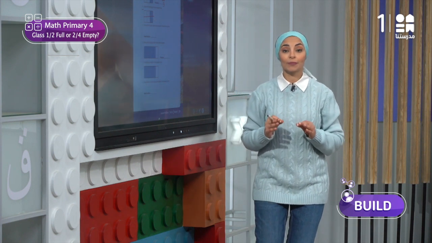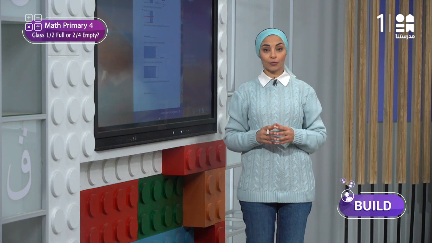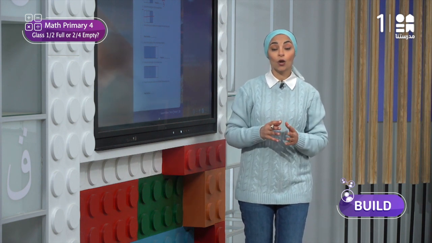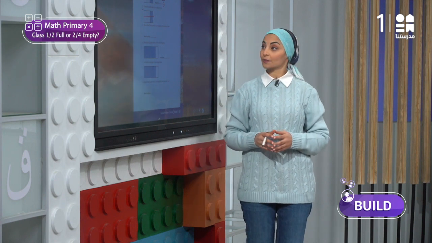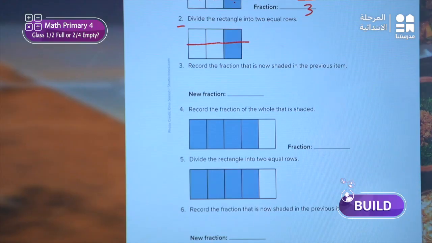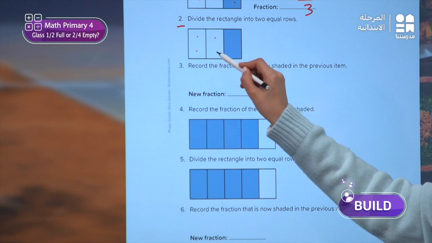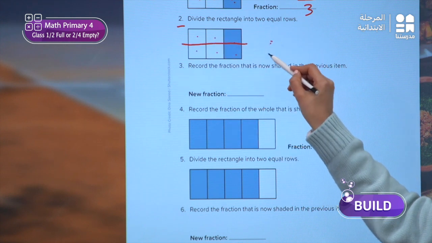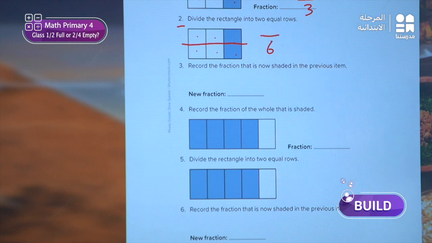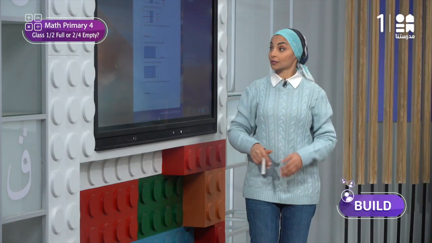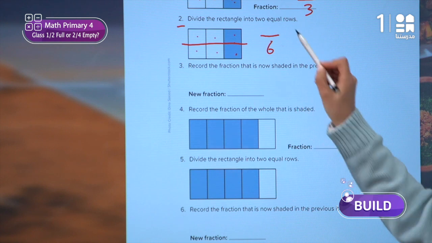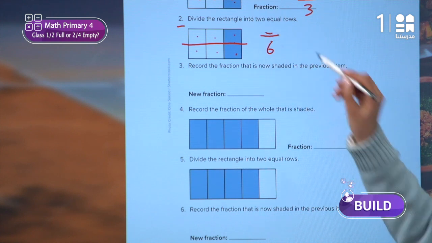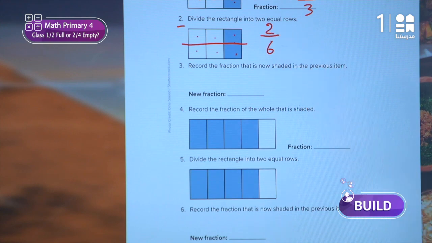Just like what was required of us in problem number 3, now let's count the total parts after division and the number of the shaded parts. All the parts I have, how many parts? 1, 2, 3, 4, 5 and 6. Here is the middle. So my denominator is 6. What about the shaded parts? Look, I have only 2 parts. So my numerator is 2. So my fraction is 2 over 6.